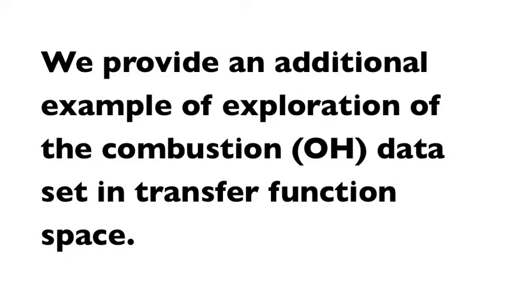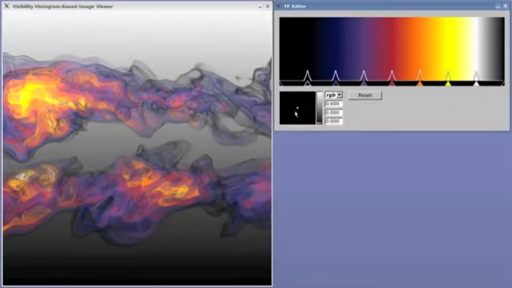We provide an additional example of exploration of the combustion dataset in the transfer function space. We first change the color of every feature in the dataset and continue by changing the opacity of every feature.